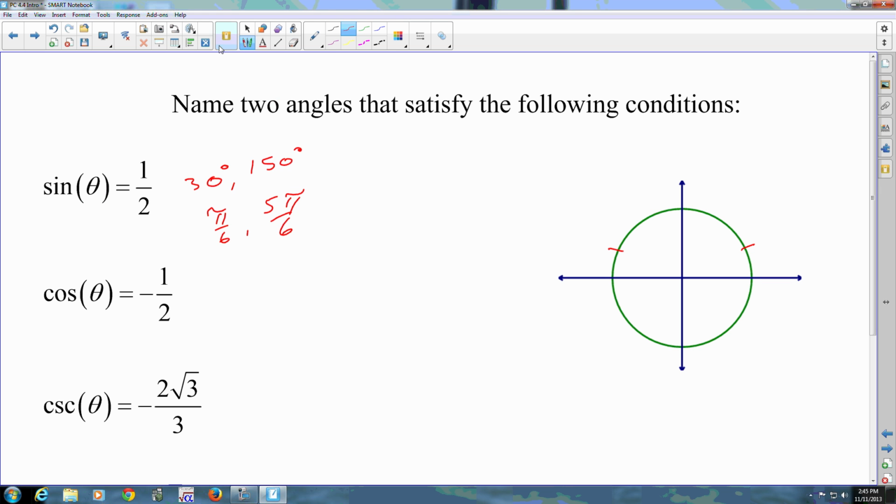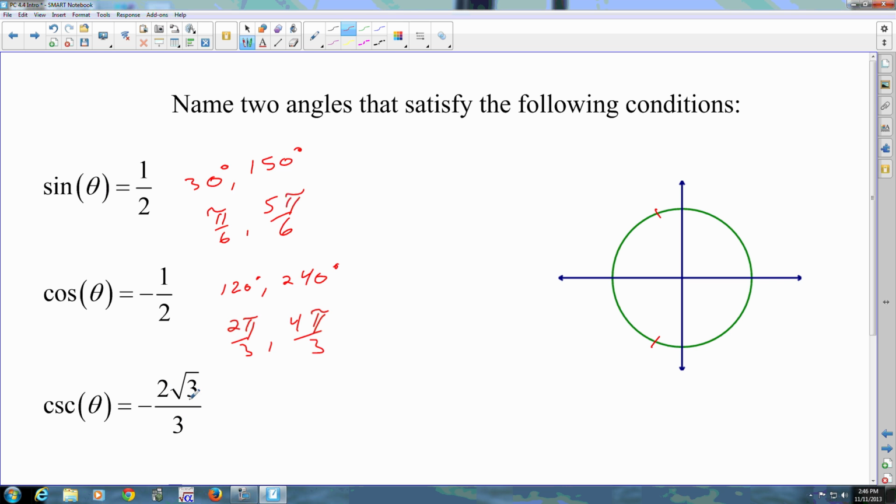Where's cosine negative a half? Okay, cosine is your x value, where your x is negative a half specifically, there and there, right? So that would be 120 and 240, or 2 pi over 3 and 4 pi over 3.